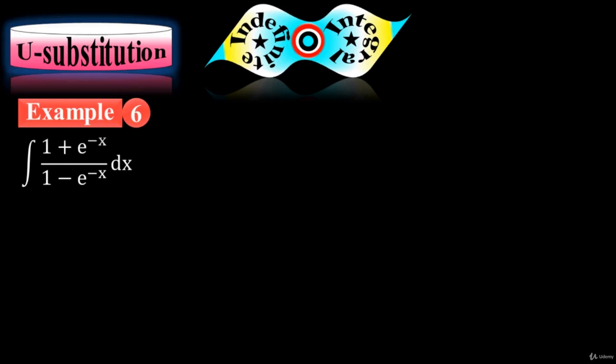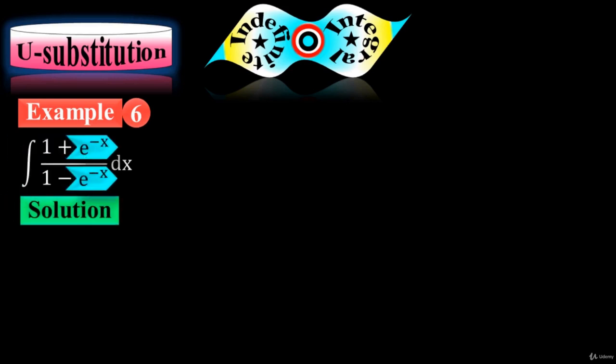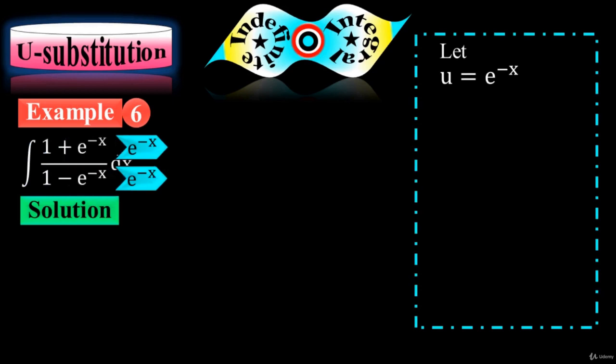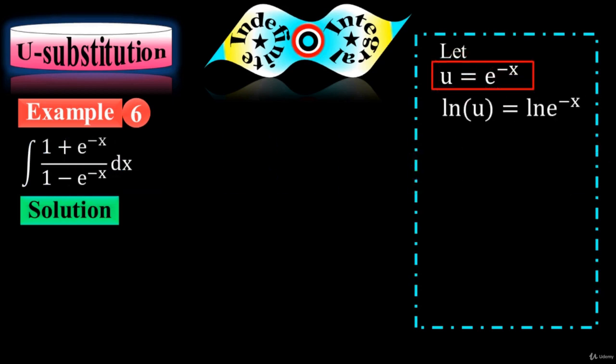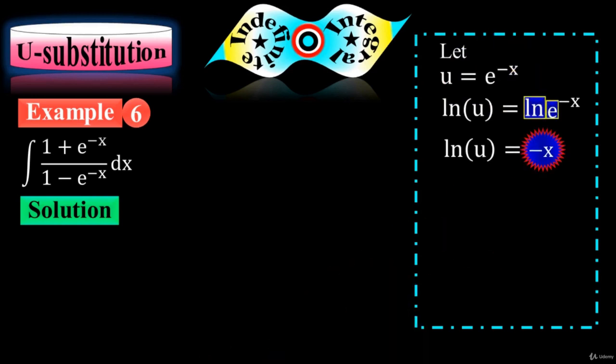Solve integral of 1 plus e to the minus x over 1 minus e to the minus x dx. Solution. Let e to the minus x equal u. Take the natural log of both sides. We have natural log u, natural log e to the minus x. According to the logarithmic rule, natural log will cancel with the base e. We have now minus x only.